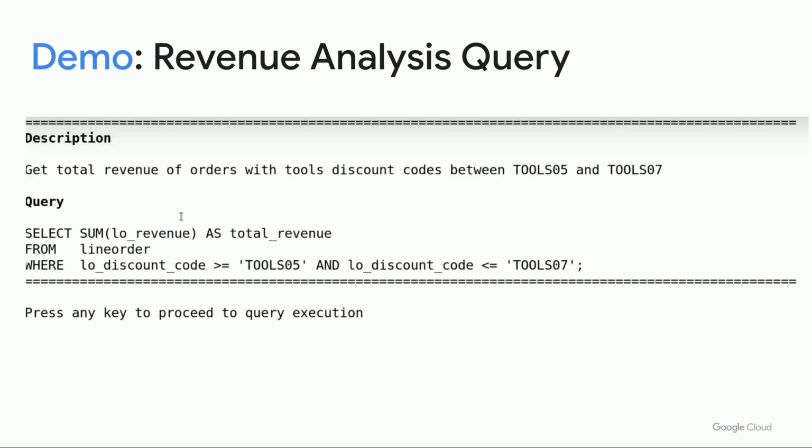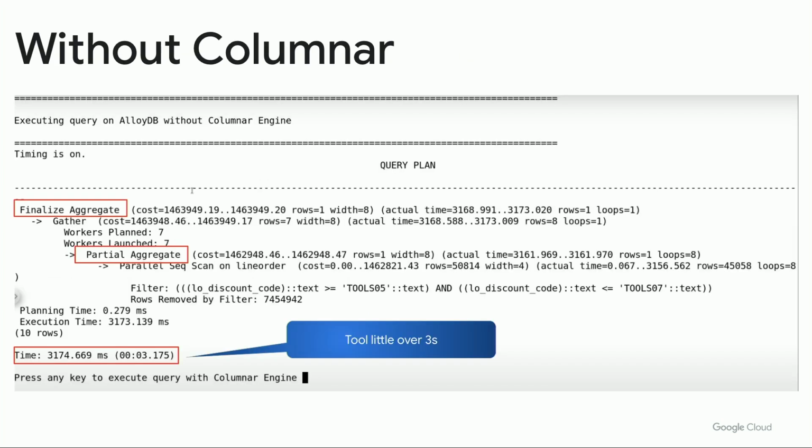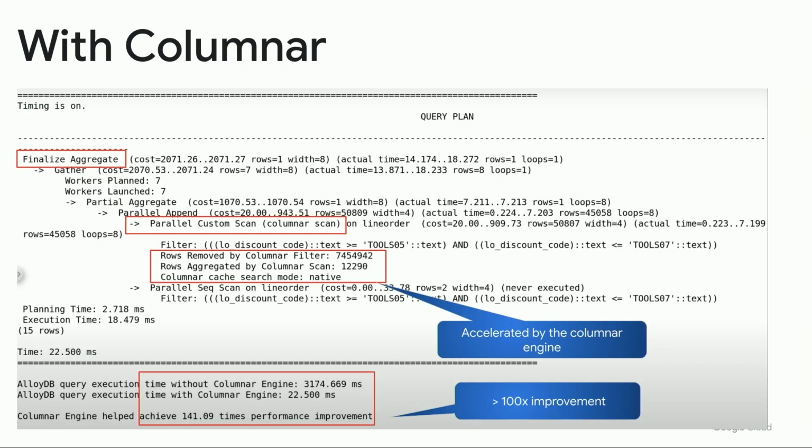Just to give an example, there is a simple revenue analysis query that does a sum of the revenue from a table, with some predicates, such as discount code between some numbers. So this is a simple query. When you run it without columnar, it probably takes 2 to 3 seconds to complete. But when you enable columnar, as you can see in the picture, it uses the Bloom filter to remove things, and it also does the aggregates. With all these capabilities, it doesn't need to scan the whole table.